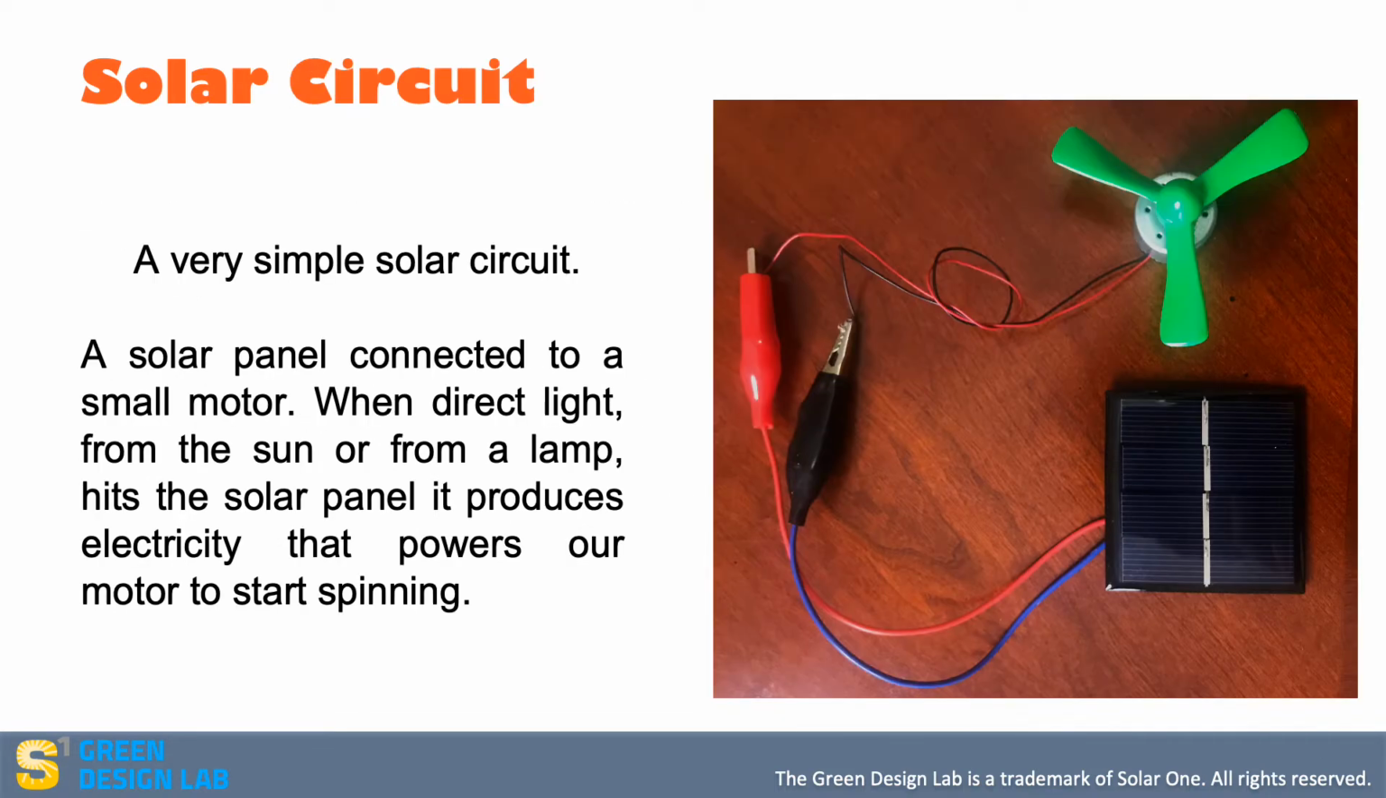To make use of the electricity solar panels make, we connect our panel in a simple circuit, as shown in the picture, to a small motor. When we expose the solar panel to direct light, it produces electricity, causing the motor to spin.